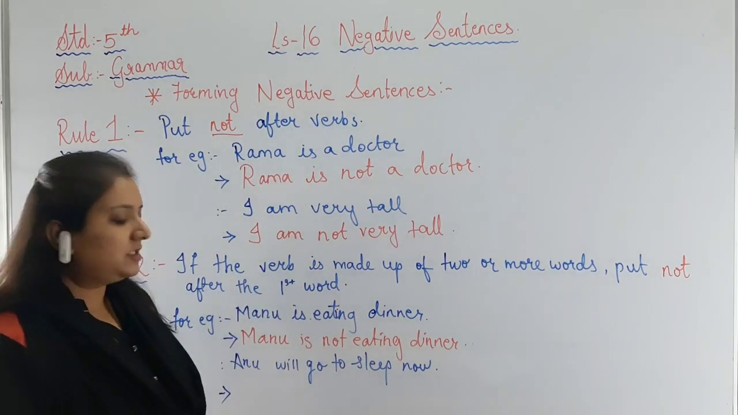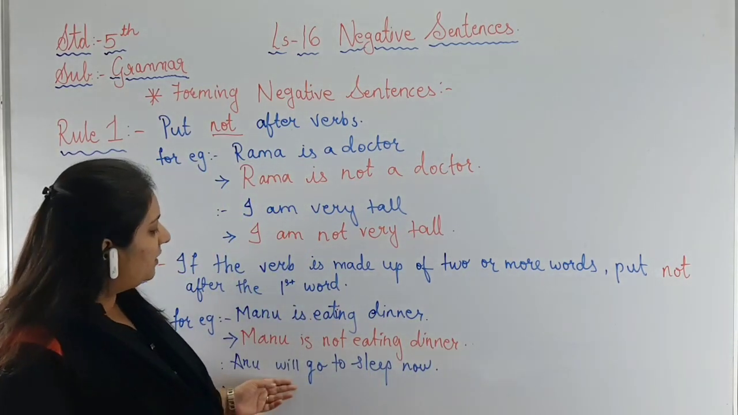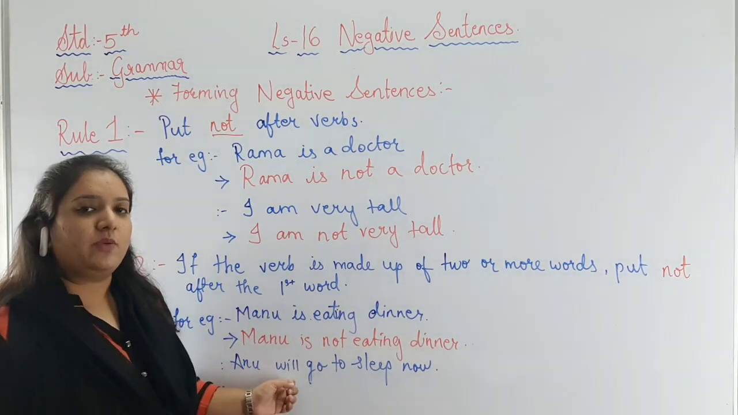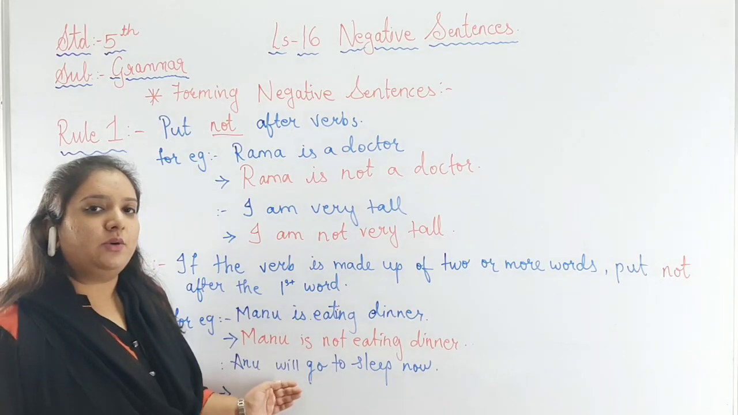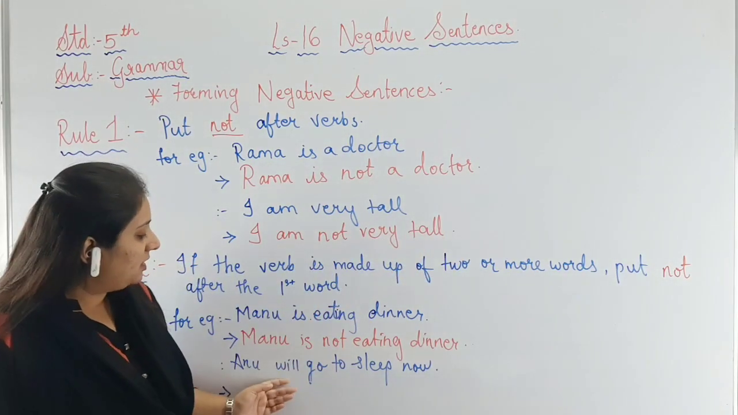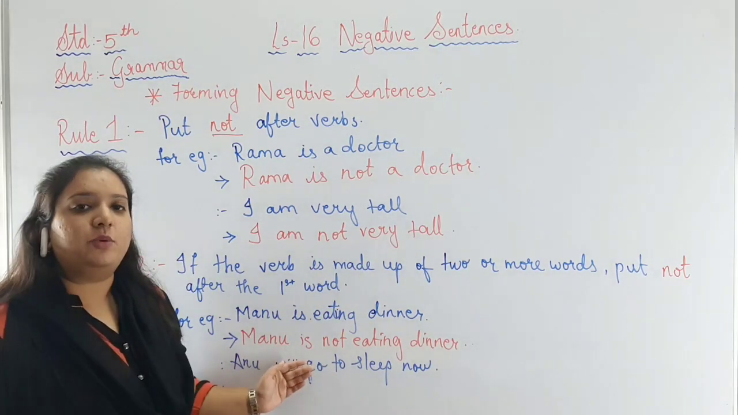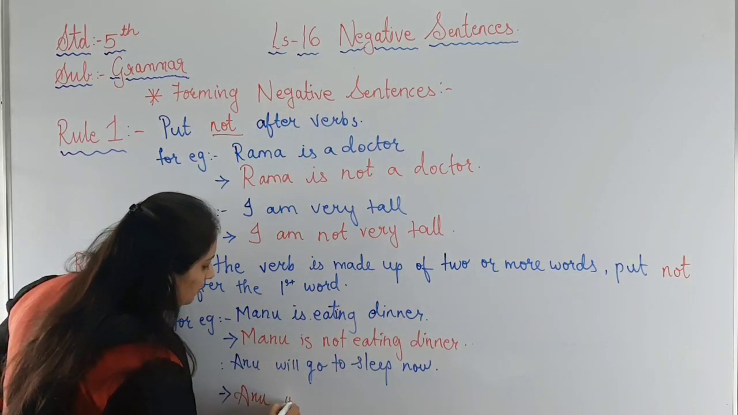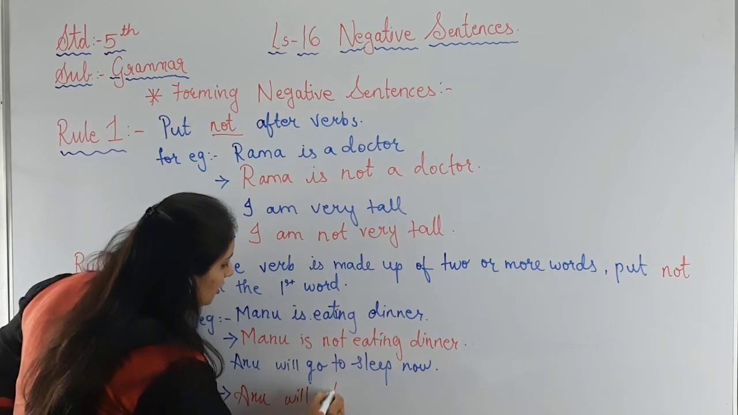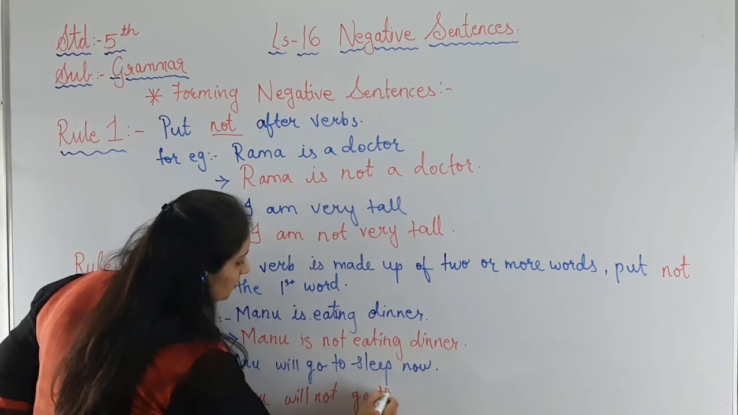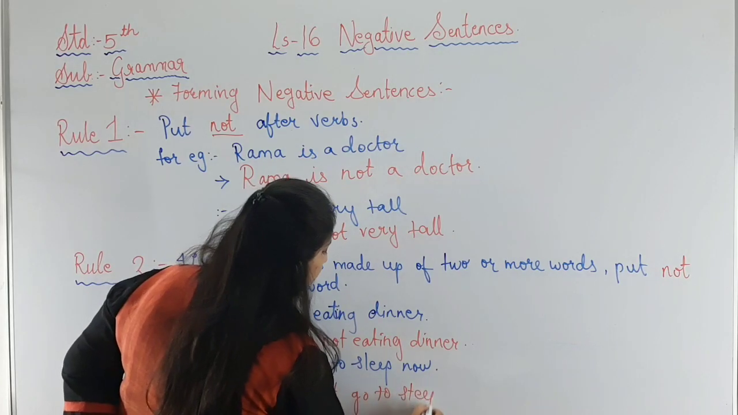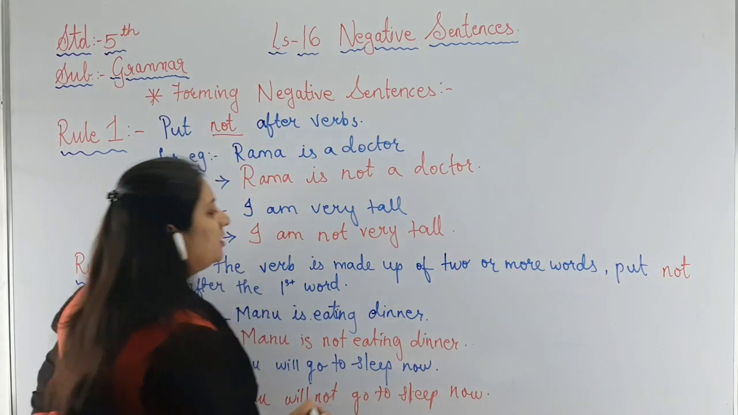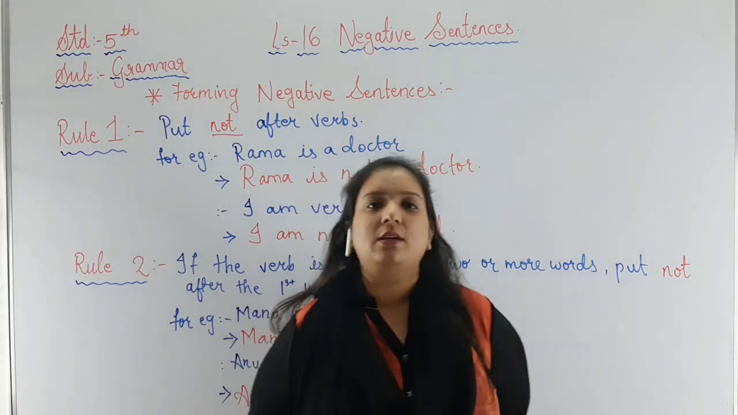Okay. Let us look at the second example. Anu will go to sleep now. Here the main verb is go, and the helping verb is will. So what should I do? I should add the word not after the first verb, that is in the middle of both the verbs. Anu will not go to sleep now. So I hope you have understood both the rules of where to apply the word not.